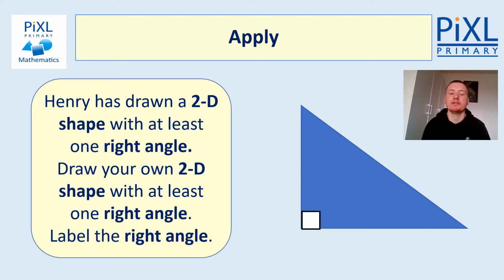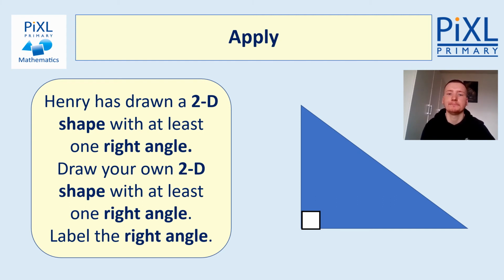Draw your own 2D shape with at least one right angle, and then label the right angle or right angles if you do a shape with more than one. So have a go with a piece of paper, using a ruler if you can, and find a shape that has at least one right angle. For example, I have a right angle triangle which has at least one right angle there. So pause the video, have a go, post all your answers onto your portfolio, and I can't wait to mark them and see what fantastic shapes we come up with.